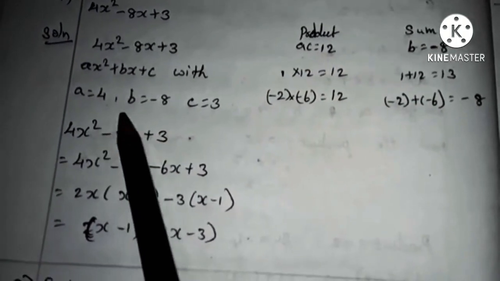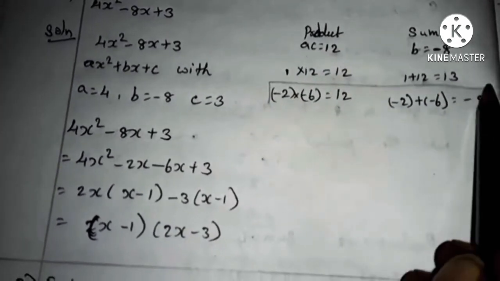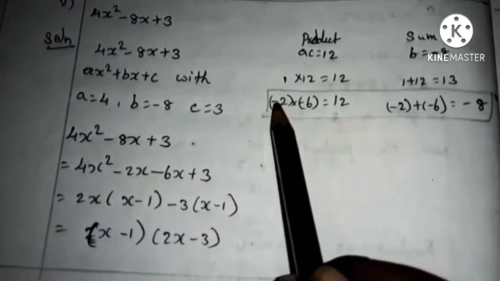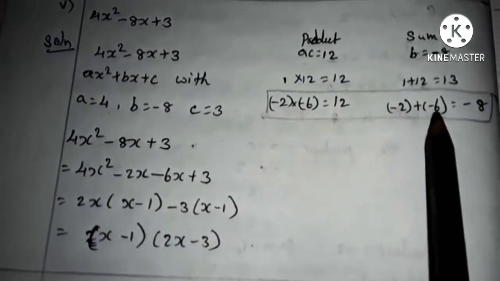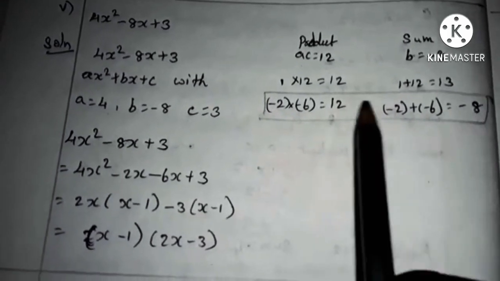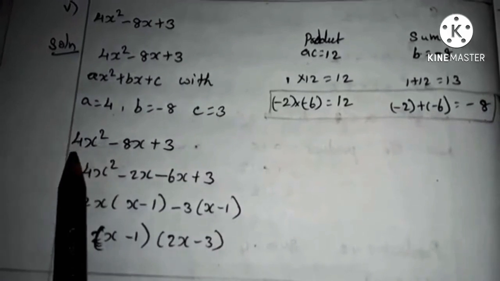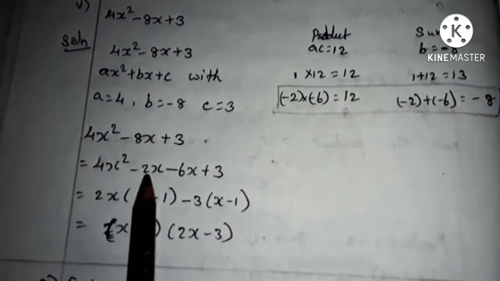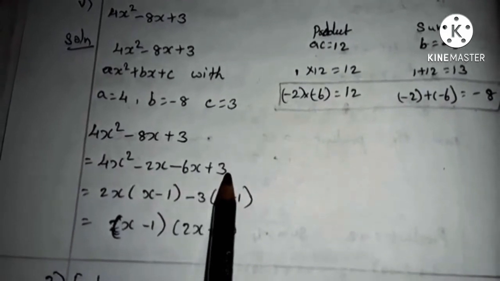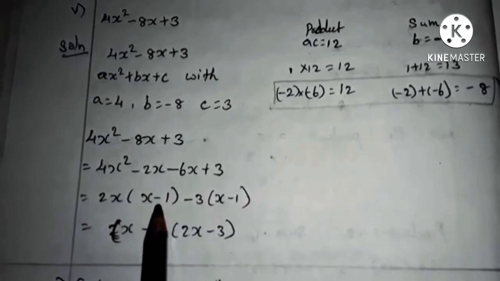To get the sum as minus 8, we are going to take the factors minus 2 and minus 6, since minus 2 into minus 6 is equal to 12 and minus 2 plus minus 6 is equal to minus 8. Therefore, 4x square minus 8x plus 3 can be written as 4x square minus 2x minus 6x plus 3. Again, 2x is common. We are taking it out and we get the other factor x minus 1.